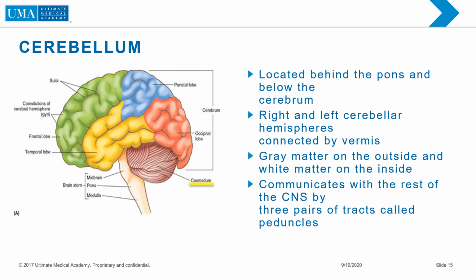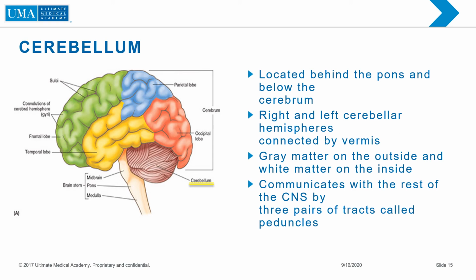The cerebellum communicates with the rest of the central nervous system by three pairs of tracts called peduncles. These three peduncles are composed of incoming axons that carry nerve messages into the cerebellum and outgoing axons that transmit messages out of the cerebellum.